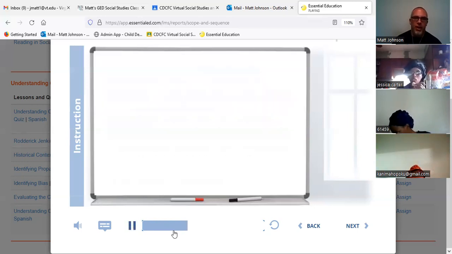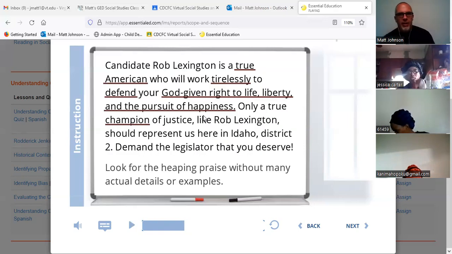Next up is... Actually, I want to just stop here real quick and talk about this for a second. So it's also, the appeal to the common man in political terms is also called populism.